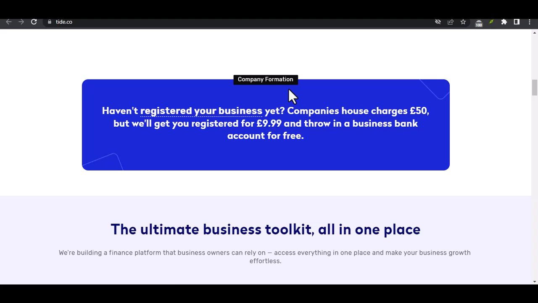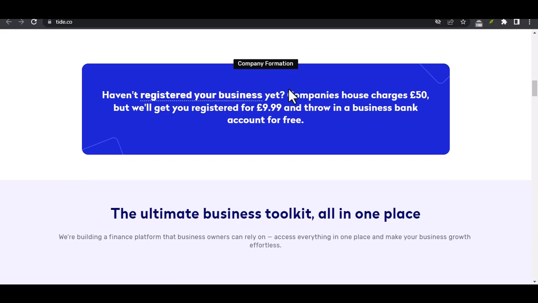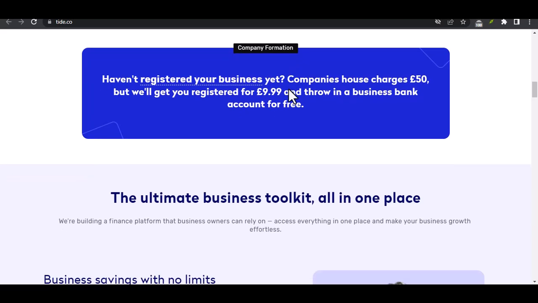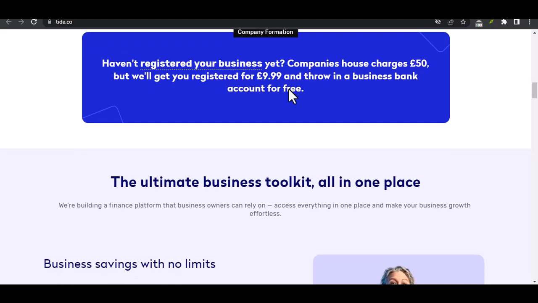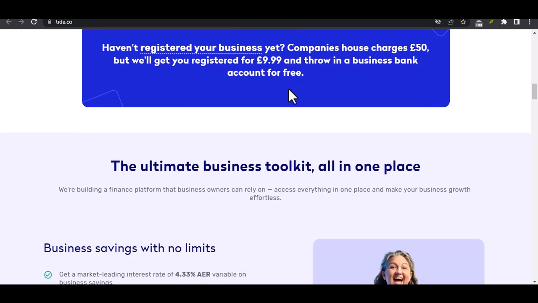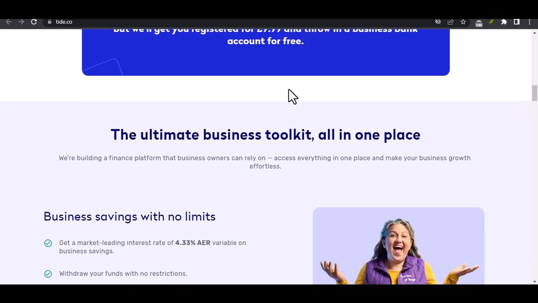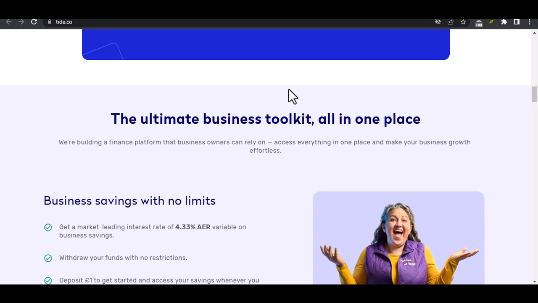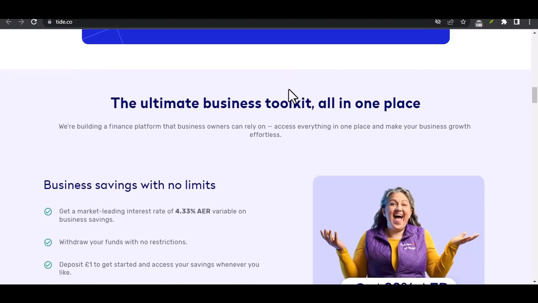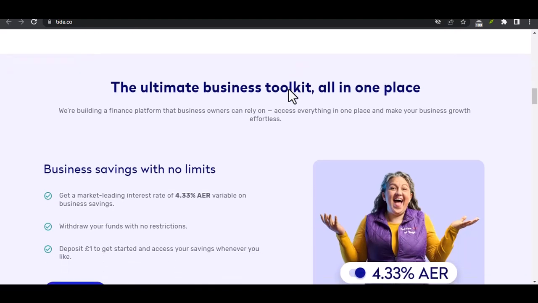How multi-currency accounts work. When you add a new currency to your multi-currency account, Tide creates a separate balance for that currency. You can then deposit and withdraw funds in that currency, and the exchange rate will be applied automatically. This can simplify your financial management and reduce the costs associated with currency conversion.